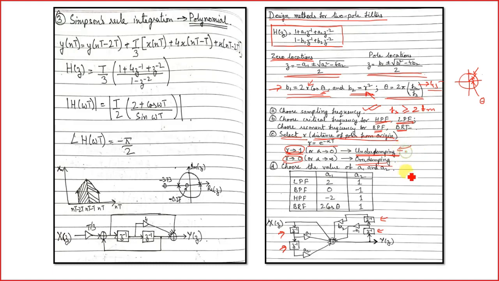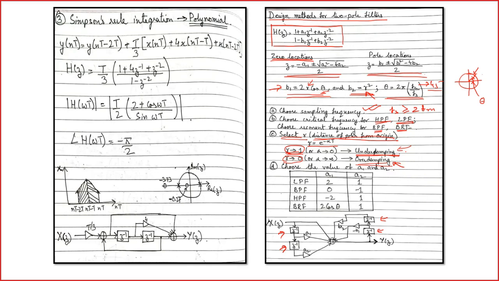Underdamping means there is no damping at all. Damping means suppression, and underdamping means minimal or negligible damping, whereas overdamping means it is being damped to a greater extent.